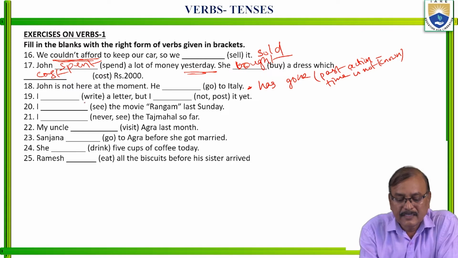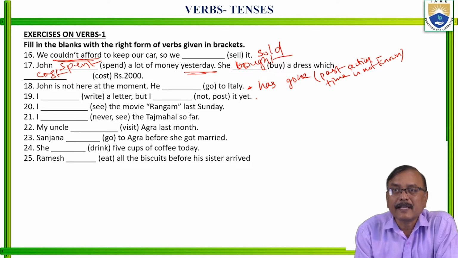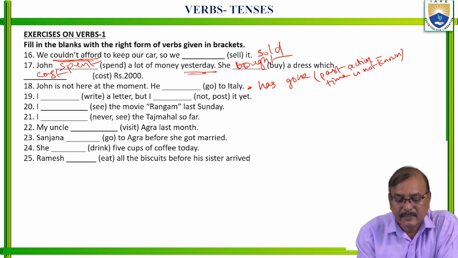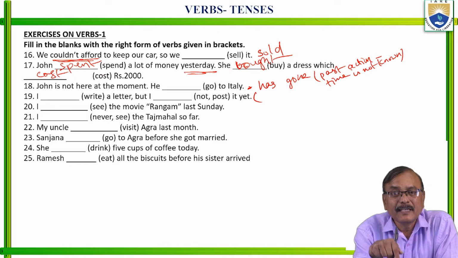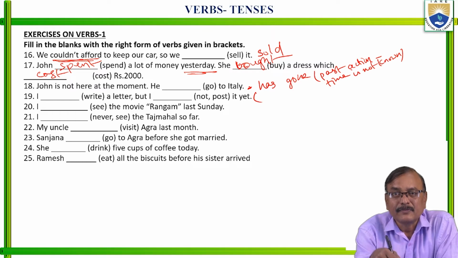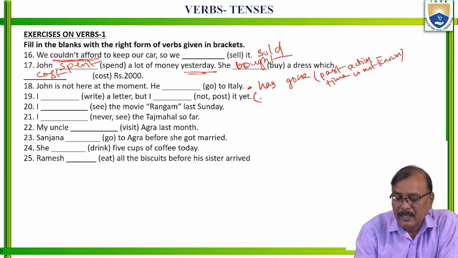Next, I dash write a letter, but I dash not post it yet. Here also time is not mentioned. Time not mentioned. So, don't say I wrote a letter, because time is not mentioned. When did you write the letter? Is there any mentioning of yesterday or last week, 2 days ago? Is there any past time mentioned? No. Simply, action completed. Time is not mentioned because no importance for time, but importance is there for its result. So I have written a letter.